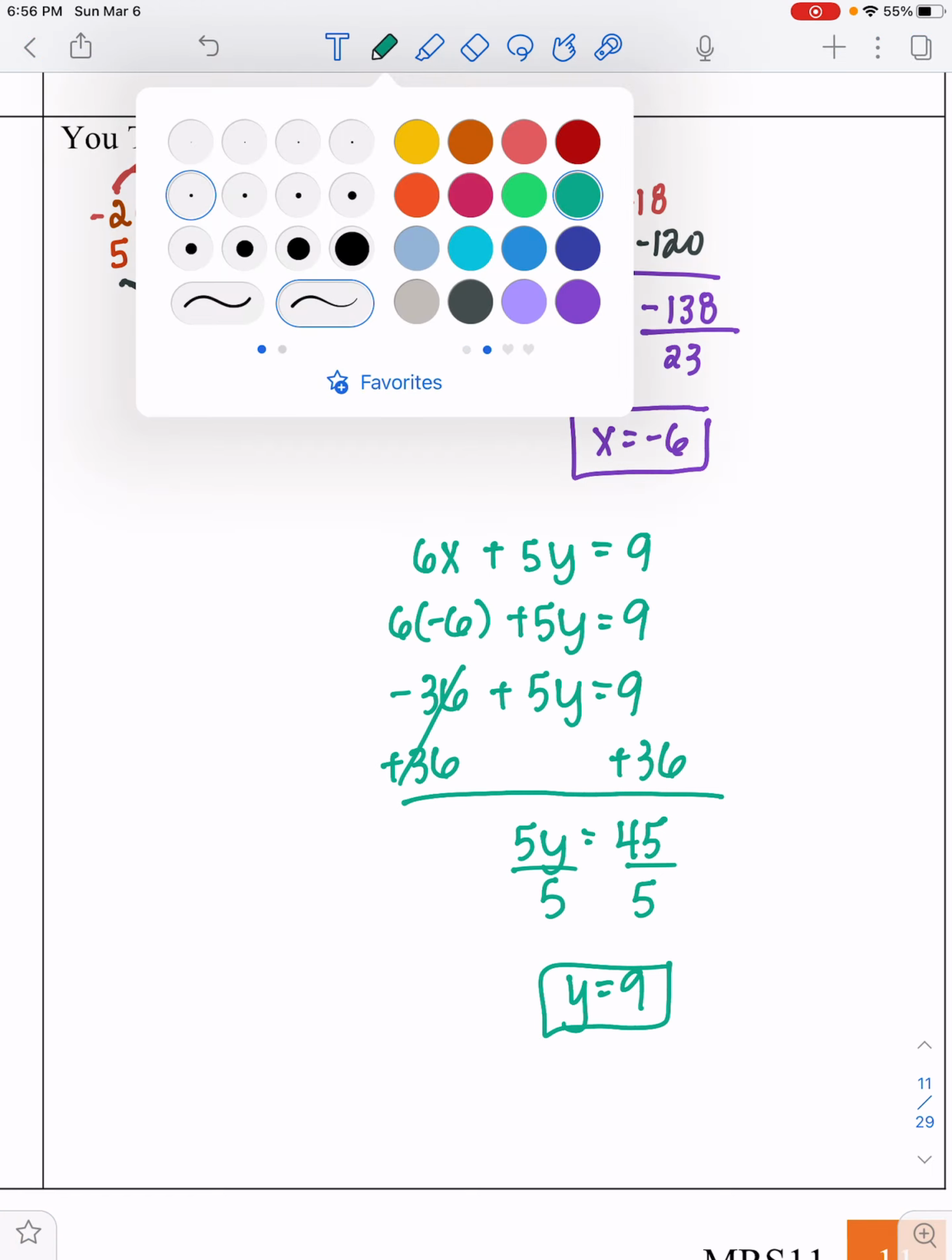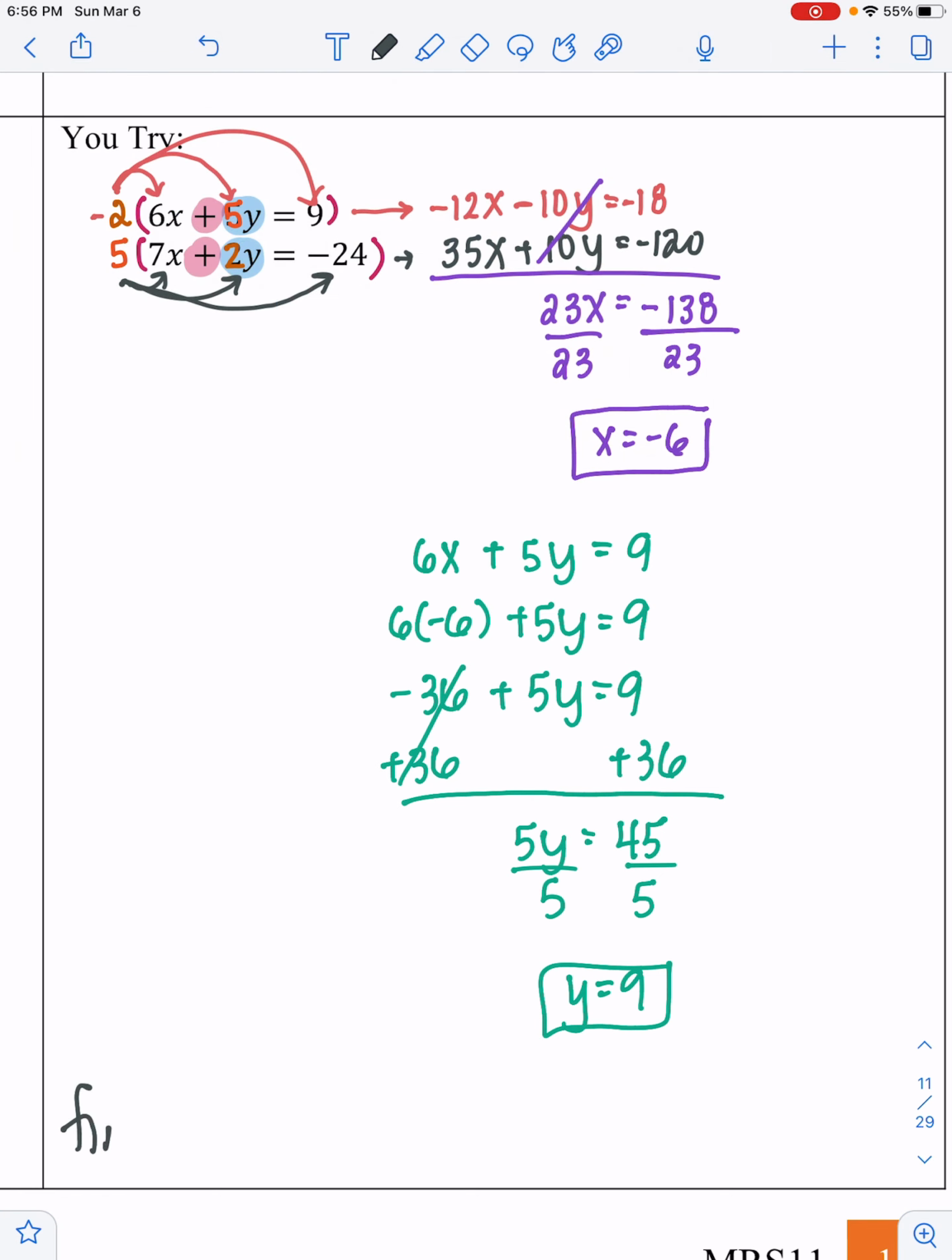Let's write our final answer. Remember, the x coordinate must come first. Negative 6, 9.